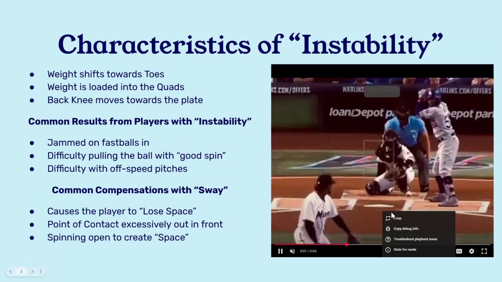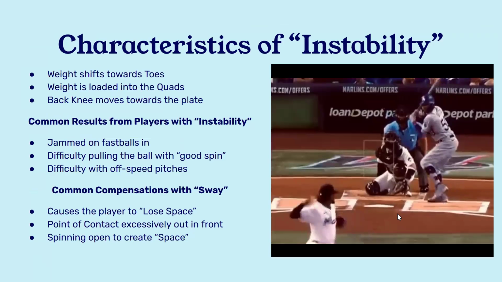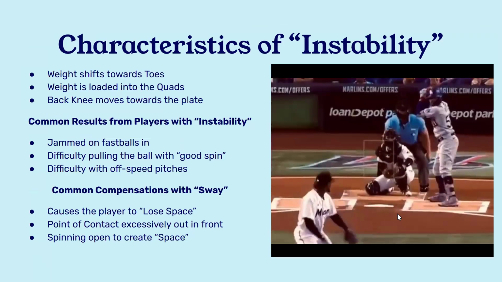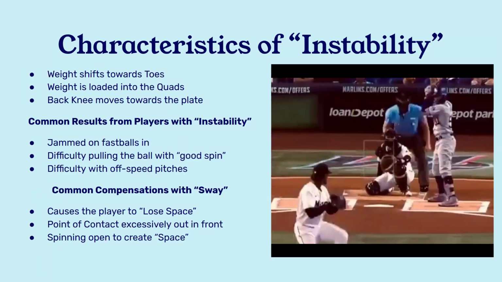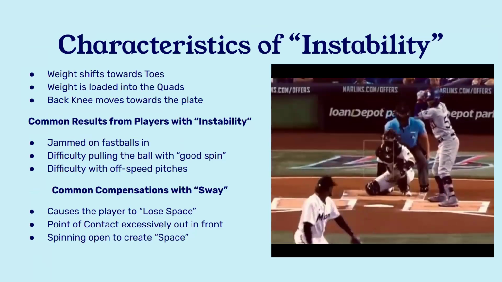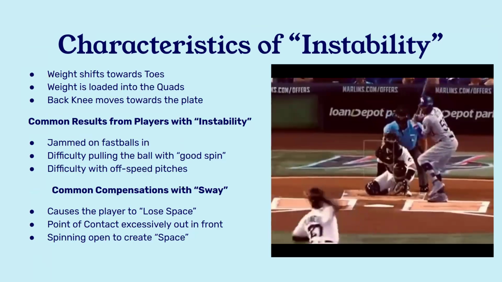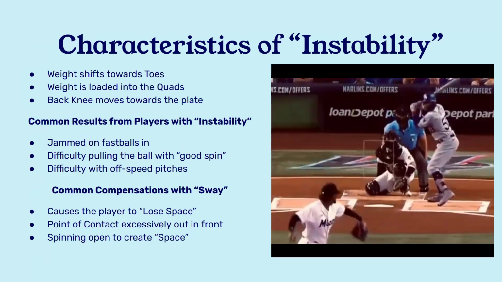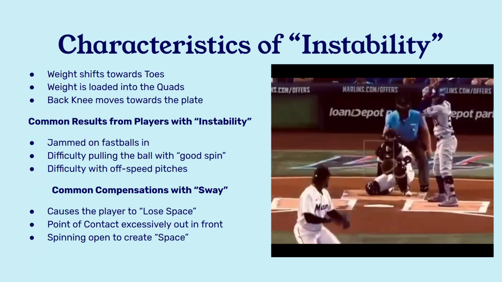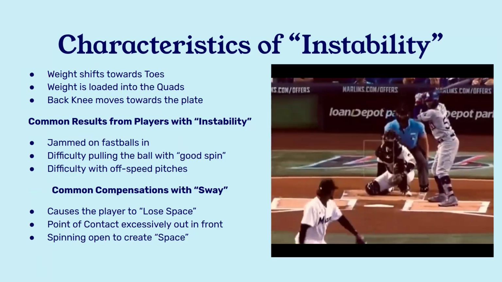Characteristics of instability, and you're going to watch Mookie Betts on the right here, who has an incredibly stable move with his back foot. If you watch his back foot a couple of times through here. Characteristics of instability: we see hitters with their weight shifting towards their toes, again their weight loaded into their quads, which takes away space, and a good indication for parents or players flipping the baseball right at their player.